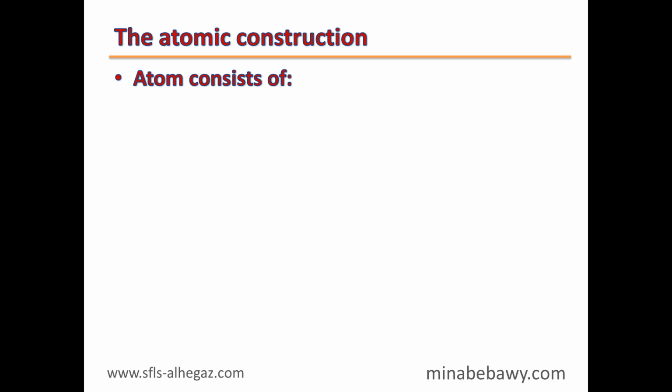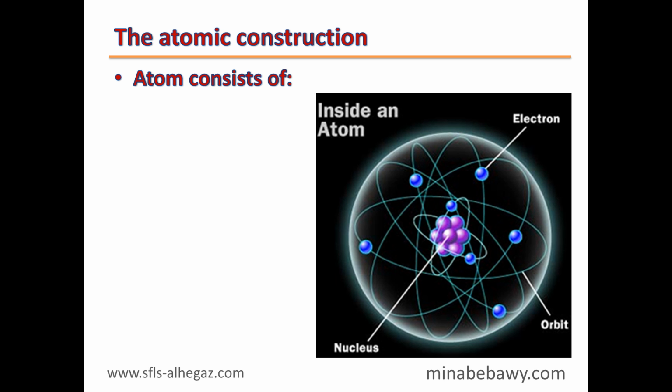Atomic construction. We will see that the structure of the atom is similar to our solar system. As you remember, our solar system consists of sun and planets which are rotating around the sun. Also, atom consists of nucleus, which is similar to sun, and electrons, which are similar to planets. And as you concluded, electrons rotate around the nucleus. So atom consists of nucleus and electrons.